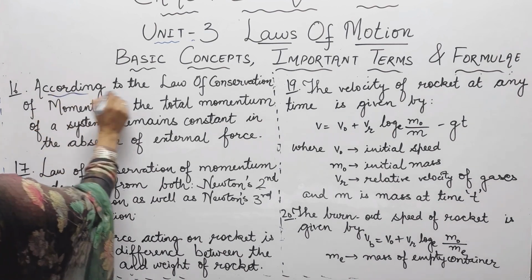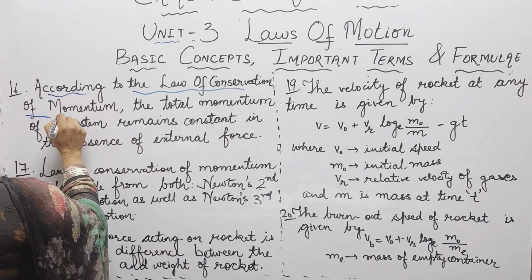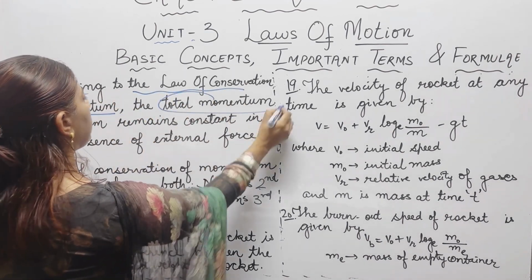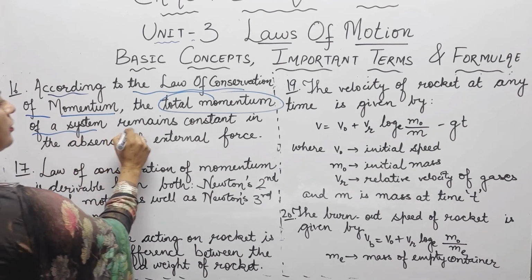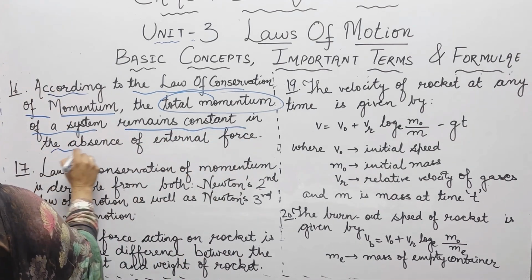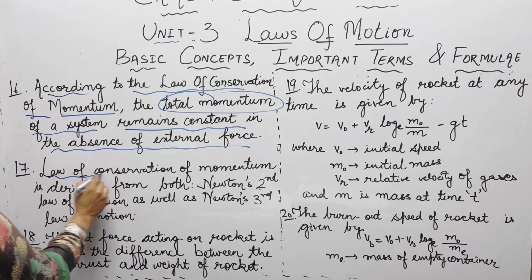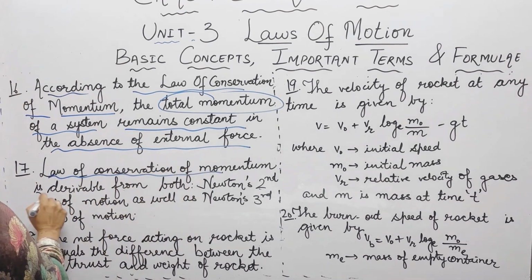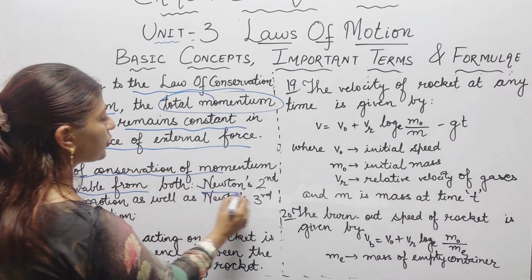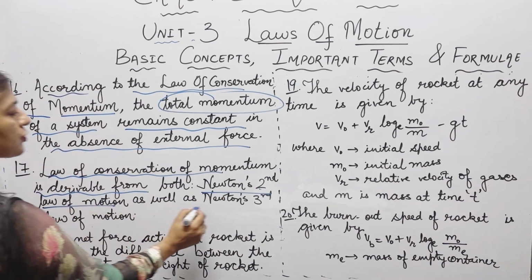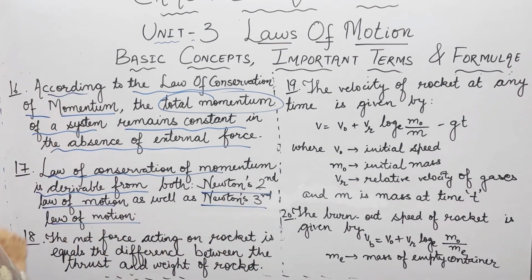According to the law of conservation of momentum, the total momentum of a system remains constant in absence of external force. Next, the law of conservation of momentum is derivable from both Newton's second law of motion as well as Newton's third law of motion. The next point is about the rocket.